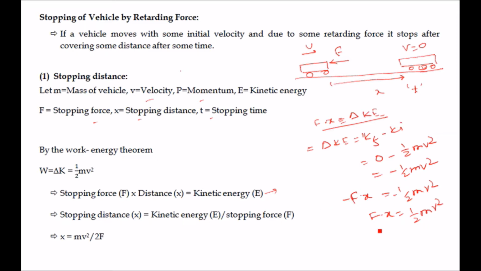So by the work energy theorem, W is equal to half mv square, and we get F x, stopping force into distance, is equal to kinetic energy. The stopping distance comes as x equals mv square divided by 2F. In this way we can get the stopping distance.